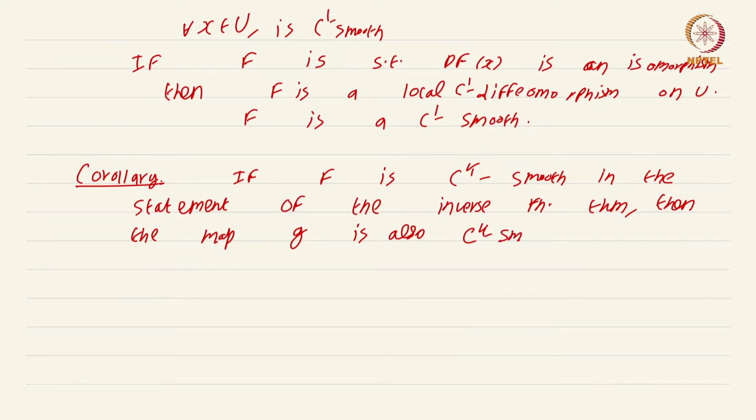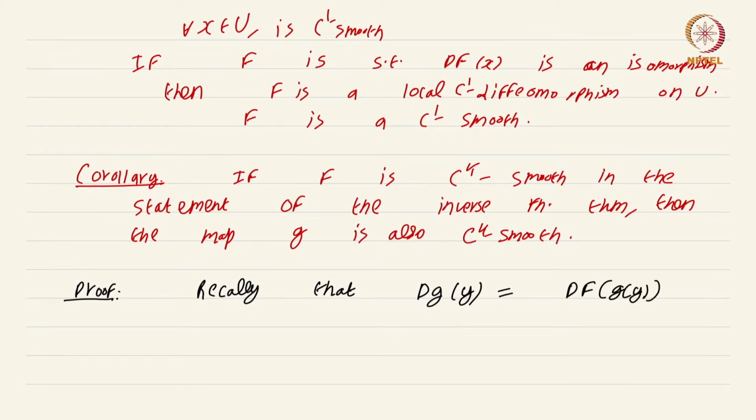In the proof of the inverse function theorem, this G we have shown is actually going to be a C1 smooth map. Now the assertion is that it's a CK smooth map. Okay, how does this proof go? Recall that dG_y is nothing but dF at the point G(y), inverted. This was one of the conclusions of the inverse function theorem. The derivative of the inverse is nothing but the inverse of the derivative.